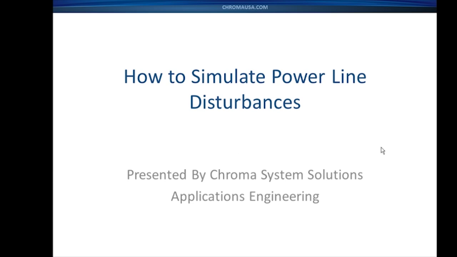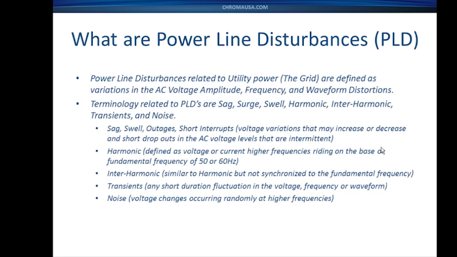Power line disturbances are defined as any variation in the AC voltage, whether it's in the amplitude of the voltage, a variation in the frequency, or even the waveform itself. Power line disturbances also have other related terminologies such as sag and surge, harmonic, interharmonic, transients, and noise. Sag, swell, outages, and short interrupts all relate to voltage variations.